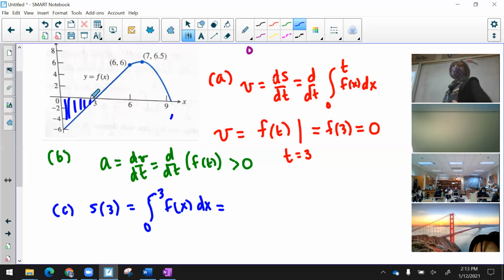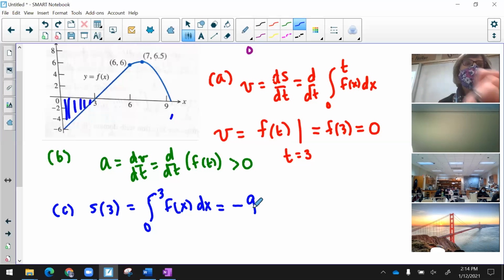What do you get, Katie? I got -9. Should it be negative? Yeah, it's under the curve. Okay, I'm moving back and forth along the x-axis. I could very easily be someplace negative. Okay, are we good? All right.